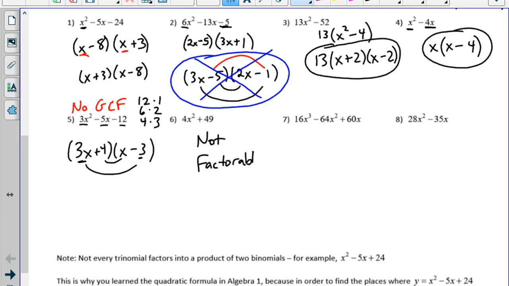Number 6 is not factorable. There's no GCF. And if you look, it's the sum of two perfect squares, which is not factorable. We will factor it into the complex numbers in chapter 3, but that's not something we're doing right now.